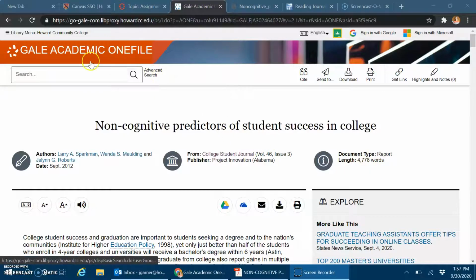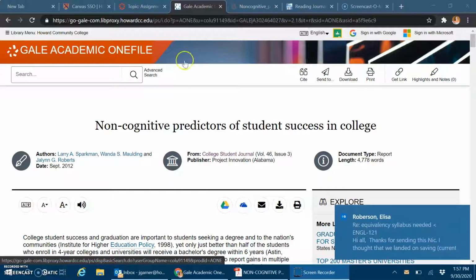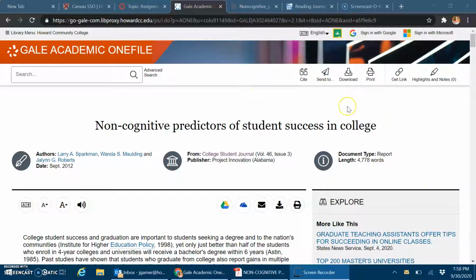And then up here, this is the database that it came from. Gale Academic OneFile. Our college subscribes to a number of different databases. Academic OneFile is a pretty general database that has a lot of different types of sources in it. And so that tells us where it came from. If I was searching the library, that would be the database that I found it in.